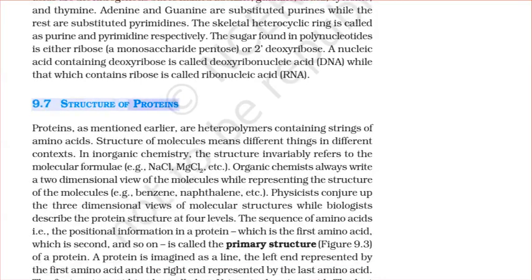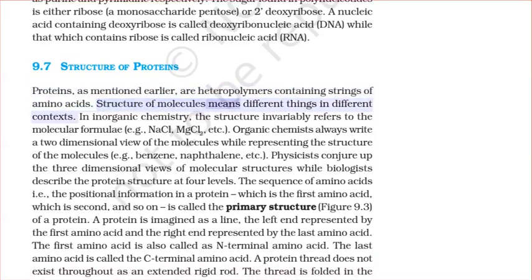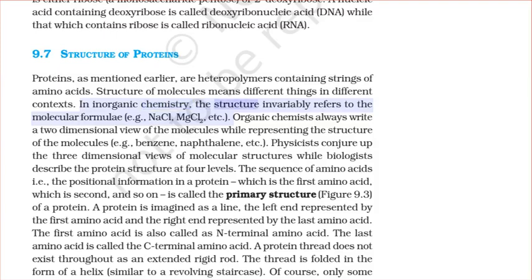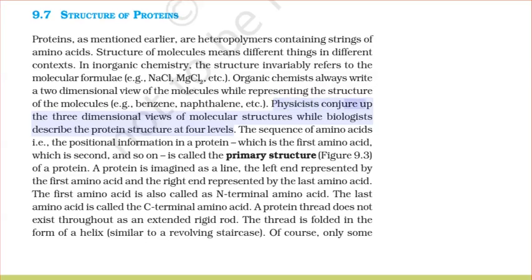9.7 Structure of proteins. Proteins, as mentioned earlier, are heteropolymers containing strings of amino acids. Structure of molecules means different things in different contexts. In inorganic chemistry, the structure invariably refers to the molecular formulae, e.g., NaCl, MgCl2, etc. Organic chemists always write a two-dimensional view of the molecules while representing the structure of the molecules, e.g., benzene, naphthalene, etc. Physicists conjure up the three-dimensional views of molecular structures, while biologists describe the protein structure at four levels.